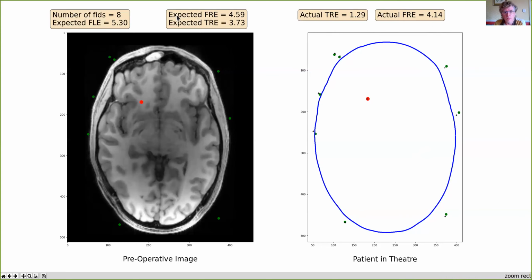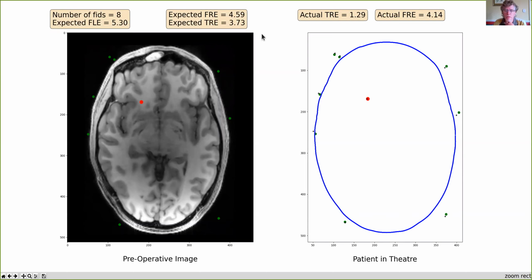Now, in this box over here, we have two statistics, which is the expected value of the fiducial registration error and the expected value of the target registration error. These come from a very important paper from 1998 by Fitzpatrick on predicting error in target-based registration. You can have a look at the paper to see the actual maths.